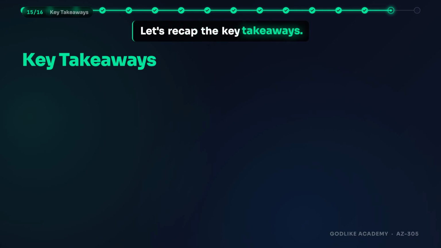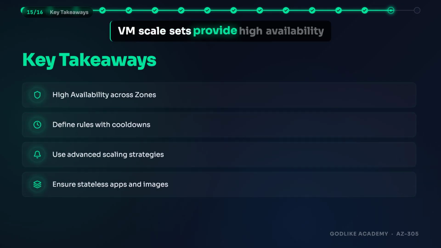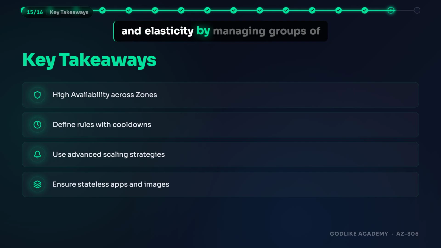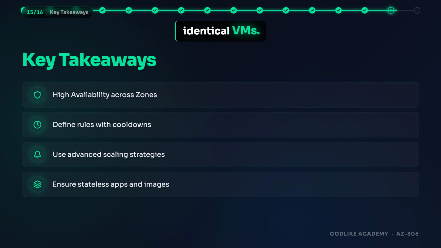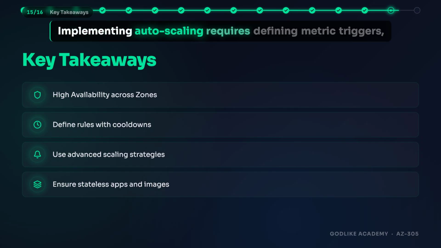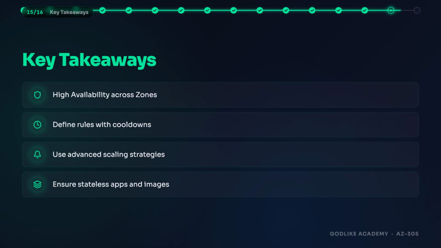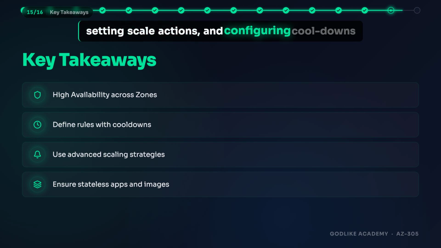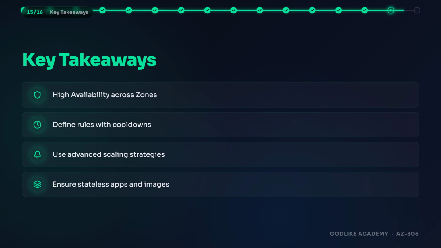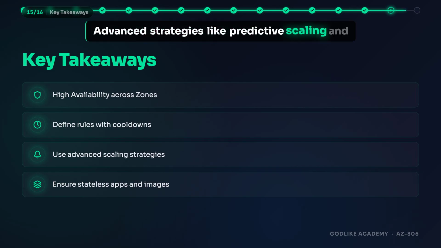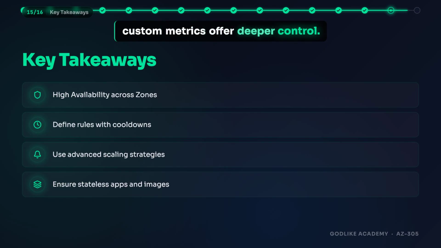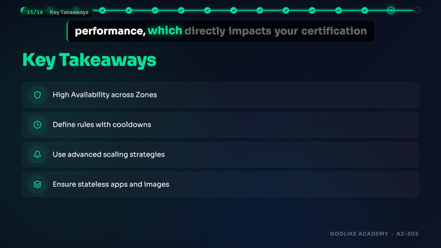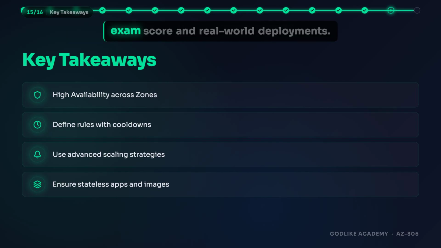Let's recap the key takeaways. VM scale sets provide high availability and elasticity by managing groups of identical VMs. Implementing autoscaling requires defining metric triggers, setting scale actions, and configuring cooldowns to prevent flapping. Advanced strategies like predictive scaling and custom metrics offer deeper control. Finally, ensure your apps are stateless and use custom images for optimal performance, which directly impacts your certification exam score and real-world deployments.